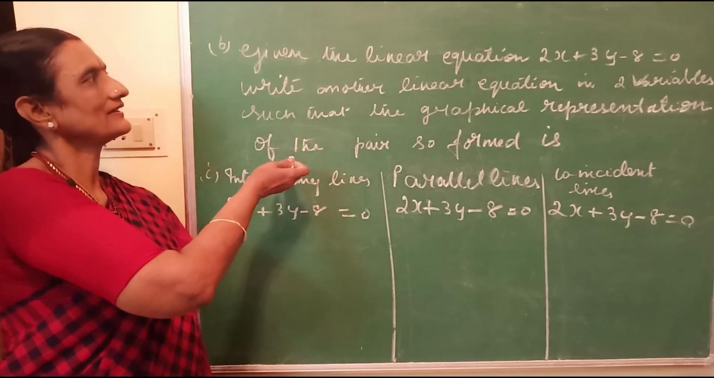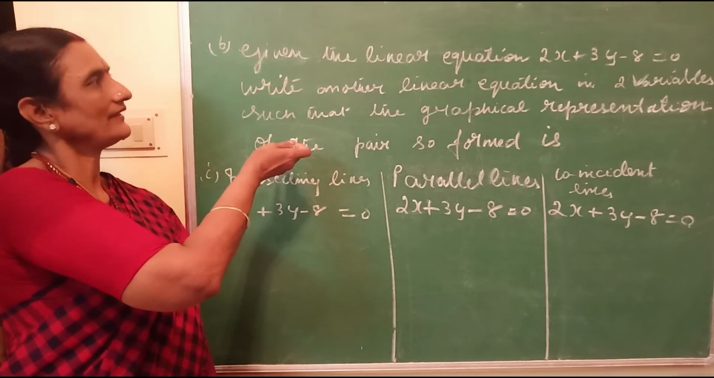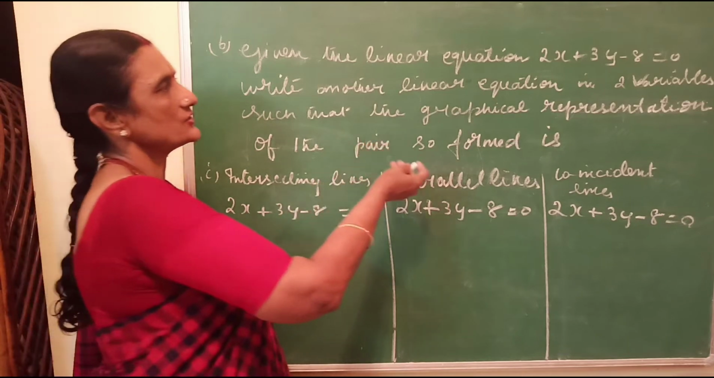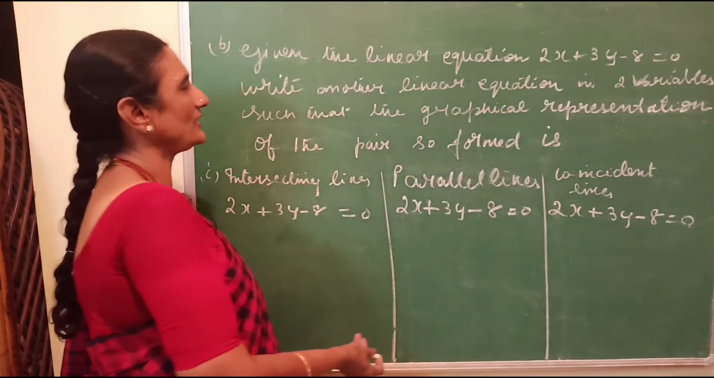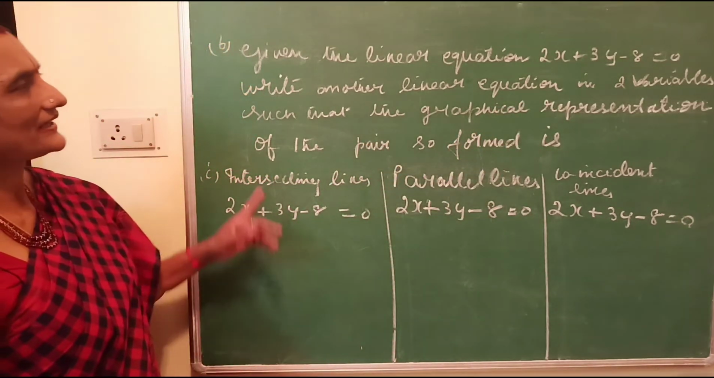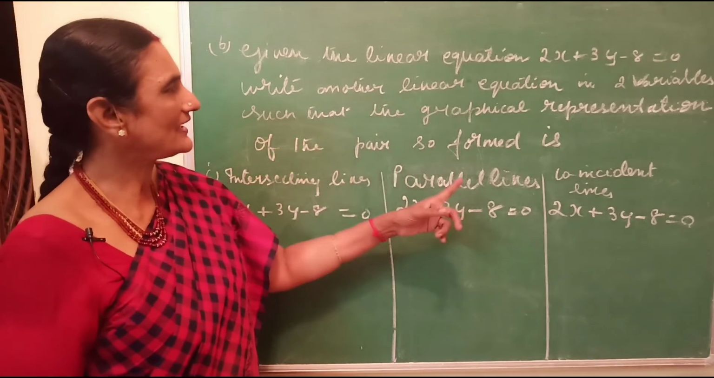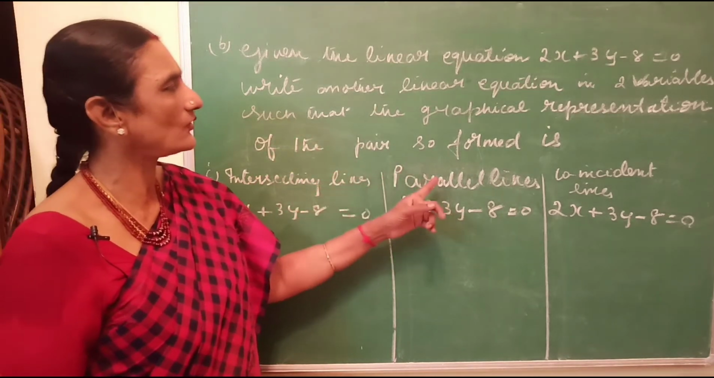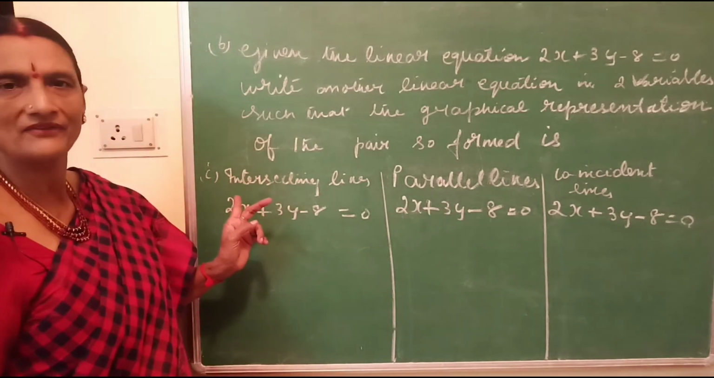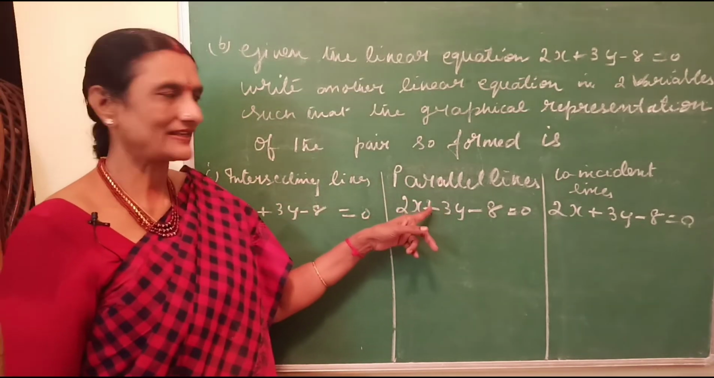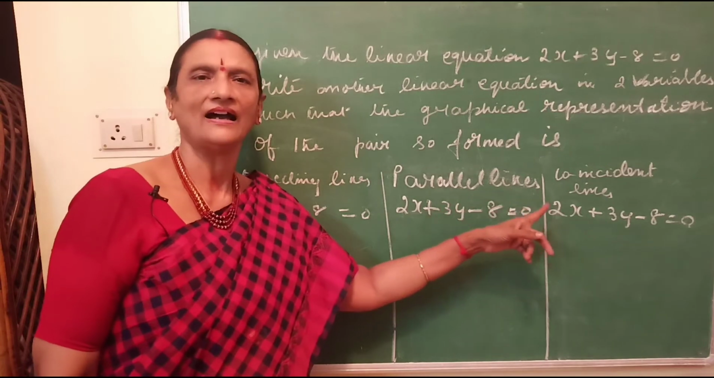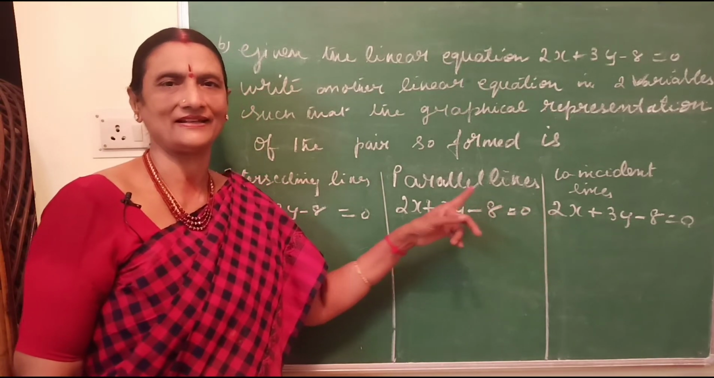Question 6. Read the question. Given the linear equation 2x plus 3y minus 8 is equal to 0. Write another linear equation in two variables such that the graphical representation of the pair so formed is first subdivision intersecting lines, second subdivision parallel lines, and third subdivision coincident lines.